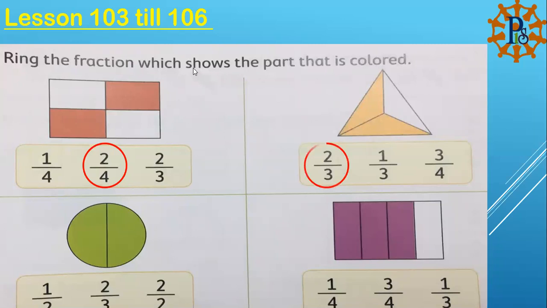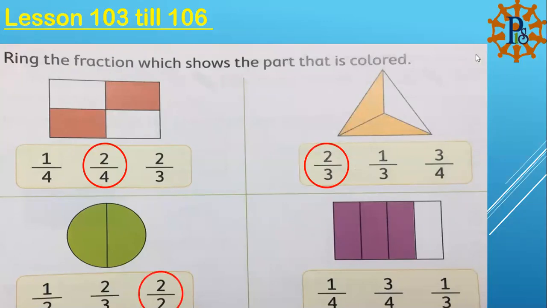Okay. Brian, can you solve this one? It means, here we color all the circle, and the circle is divided into two equal parts. So the green one represents one half, two thirds, or two halves? Two halves.